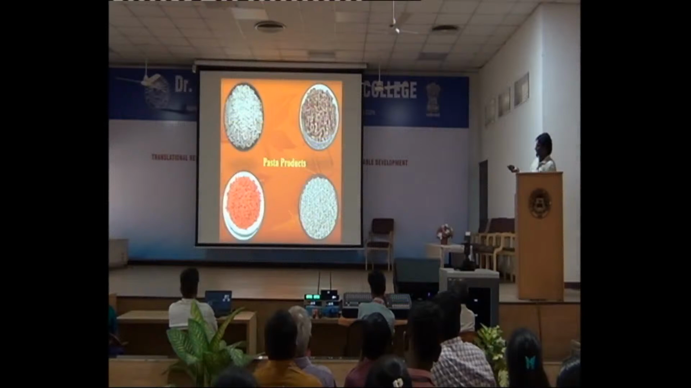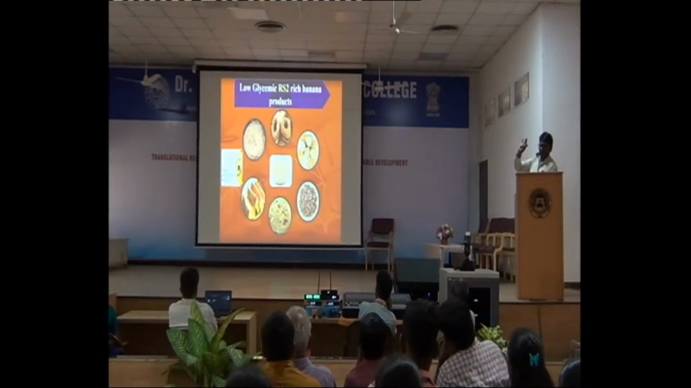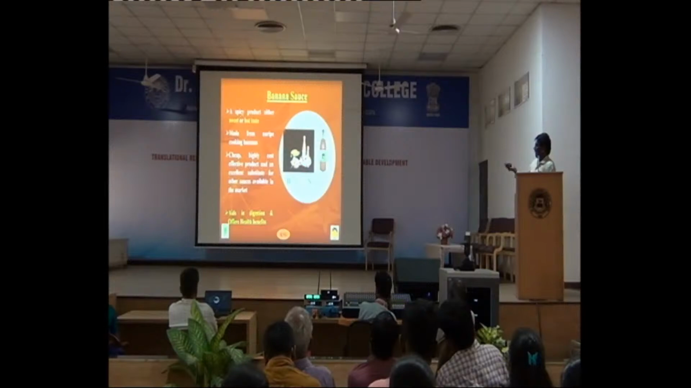Then kurkure, pasta, noodles. And the resistant starch is very good for diabetic patients, particularly type 2. So we can make a lot of products out of the resistant starch. If you take only 5 grams of resistant starch in chapati or idli dosa preparations, maybe within another 2-3 months your sugar level can come down. Similarly, jackfruit powder also. Then you can make sauce and pickles. These are the products from unripe banana.